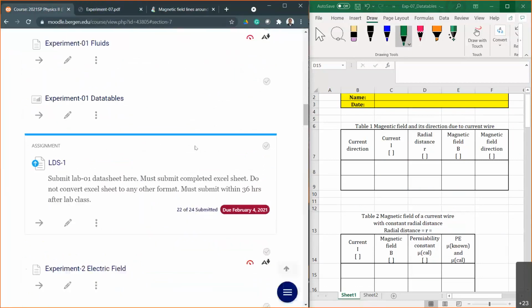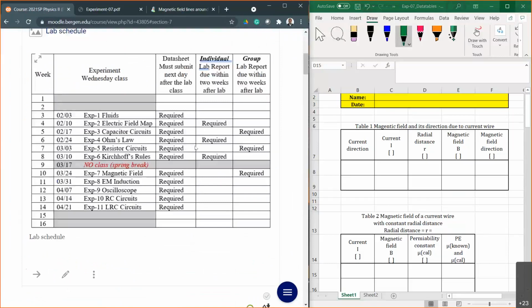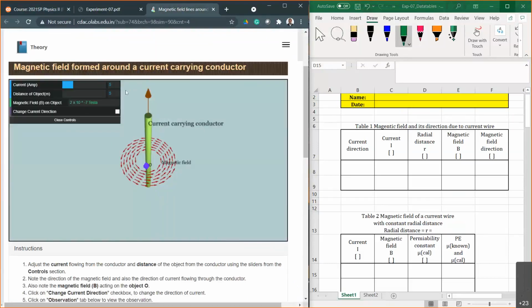Yeah, but you can decide which one to drop, okay? Because 2 lab reports are due, so out of those 2, you have the freedom to decide to drop any one of them.